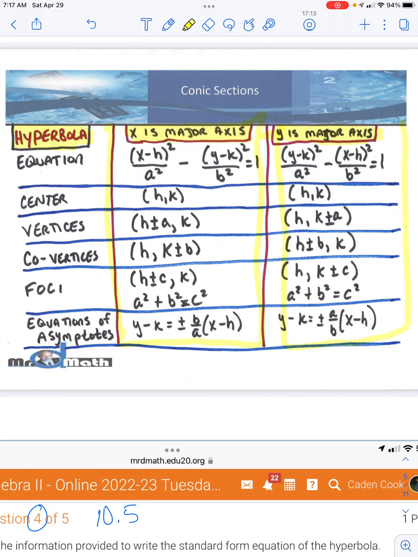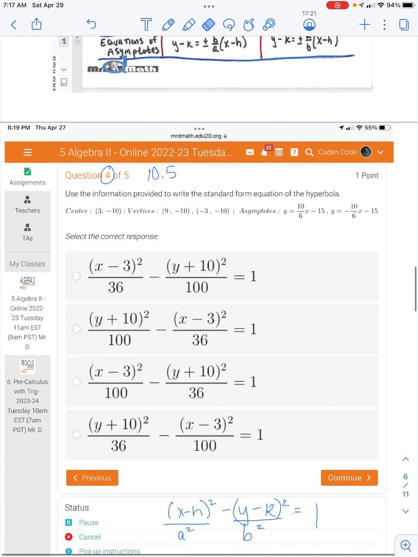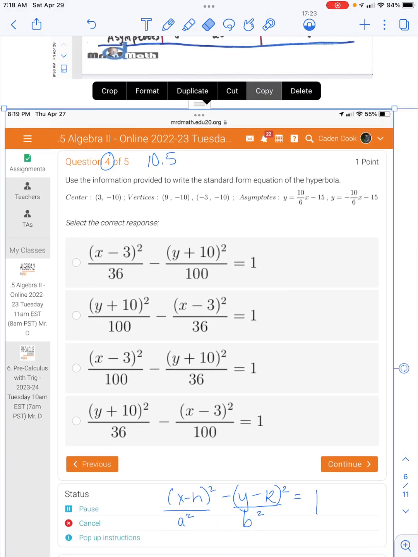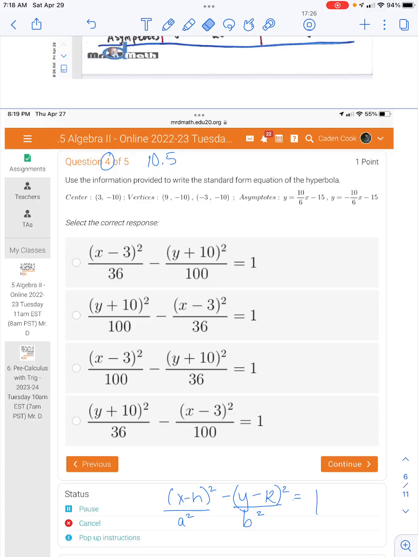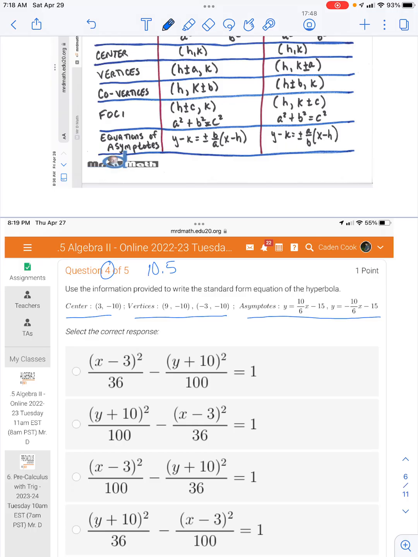So we need to determine which is our major axis. That's the very first thing, because that's going to lead us to which column we're going to be following the information from. So let's see what we're given here. Now, in this problem, we're actually given the equations that we're going to choose from. One of them is correct. And from the information that is given to us up here, where we have our center and our 2 vertices and equations of asymptotes right here, those pieces of information are enough to help us build this equation for this hyperbola. So we need to determine then which is which.